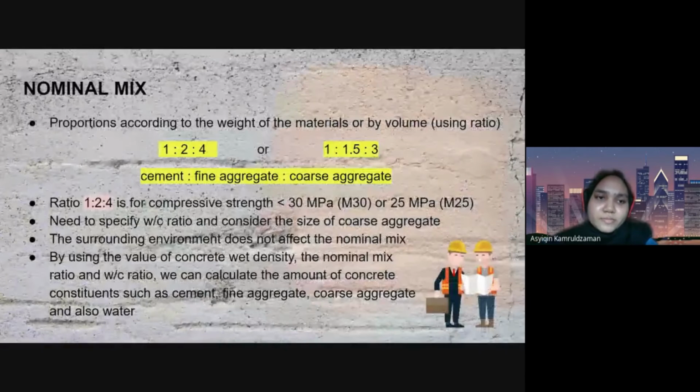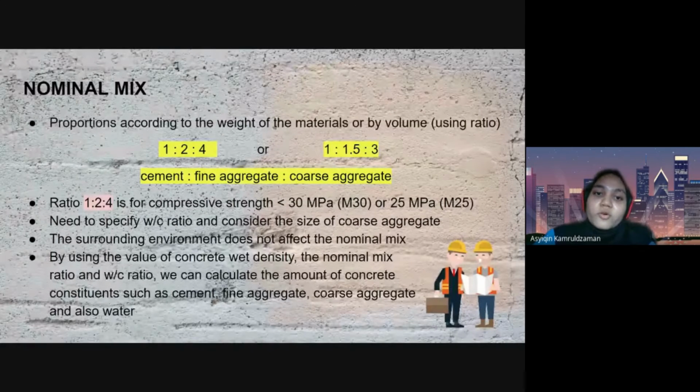Next, nominal mix is according to the proportion by weight of the material or by volume using the ratio. There are two ratios used in nominal mix, which are 1:4 or 1:1.5:3. The order of the ratio is cement, fine aggregate and coarse aggregate. The ratio 1:4 is used for compressive strength that is less than 30 or less than 25 MPa.